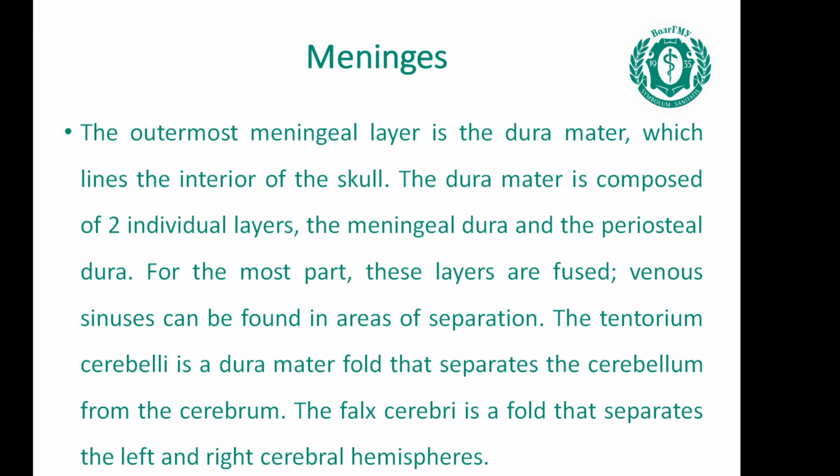The outermost meningeal layer is the dura mater, which lines the interior of the skull. The dura mater is composed of two individual layers, the meningeal dura and the periosteal dura. For the most part, these layers are fused. Venous sinuses can be found in areas of separation. The tentorium cerebelli is a dura mater fold that separates the cerebellum from the cerebrum. The falx cerebri is a fold that separates the left and right cerebral hemispheres.